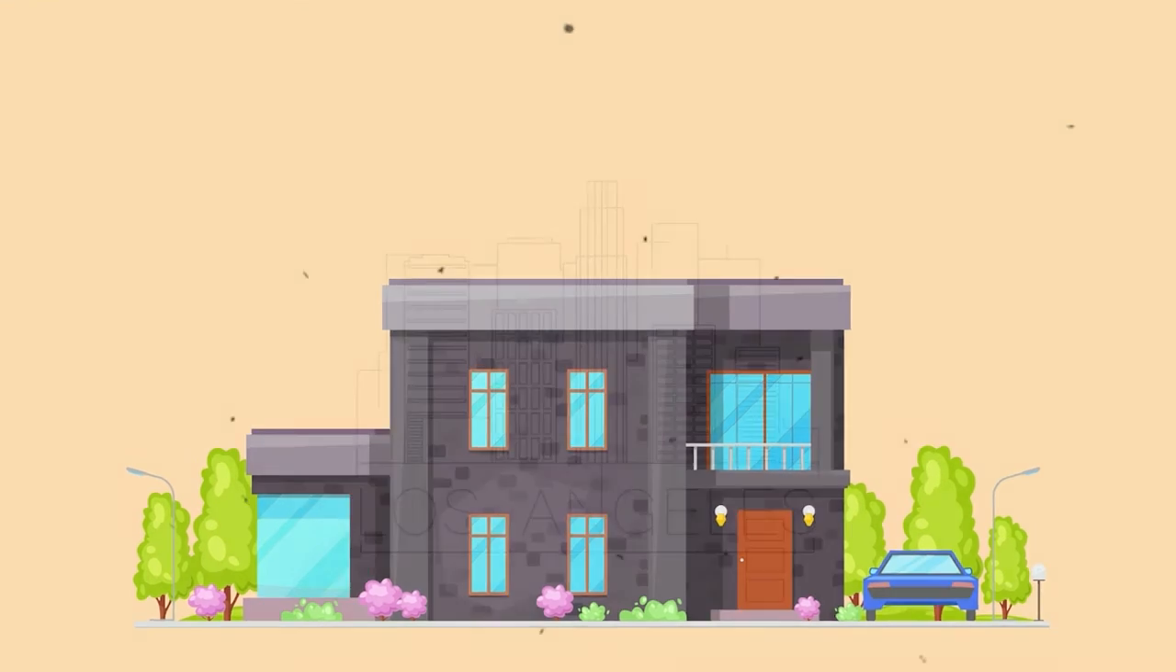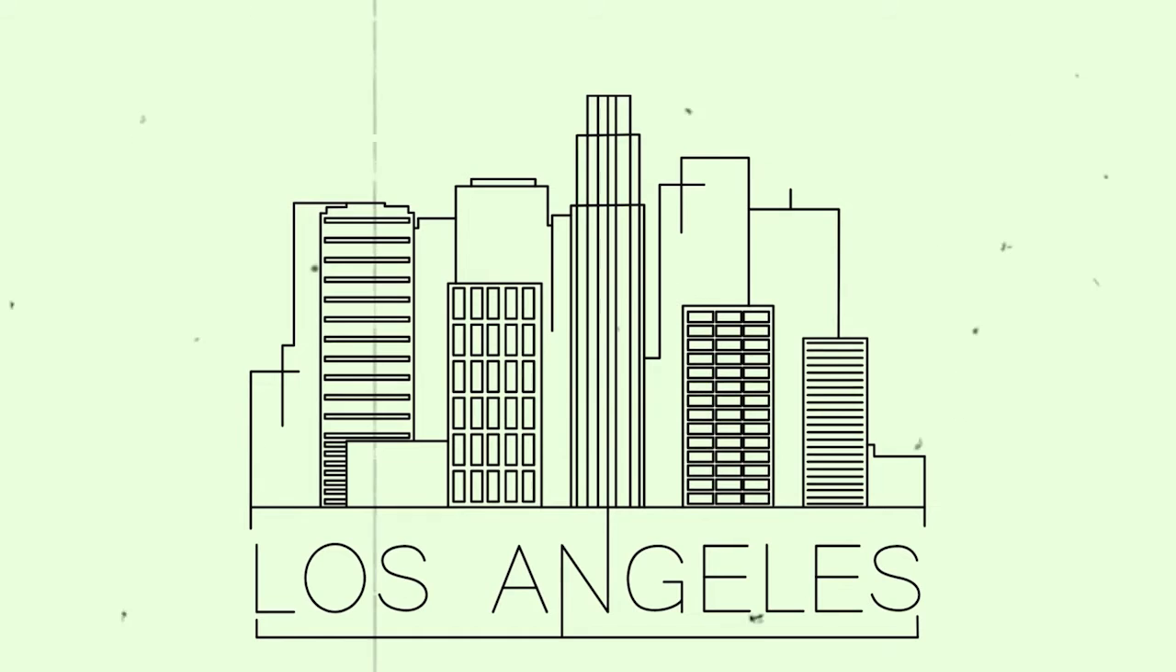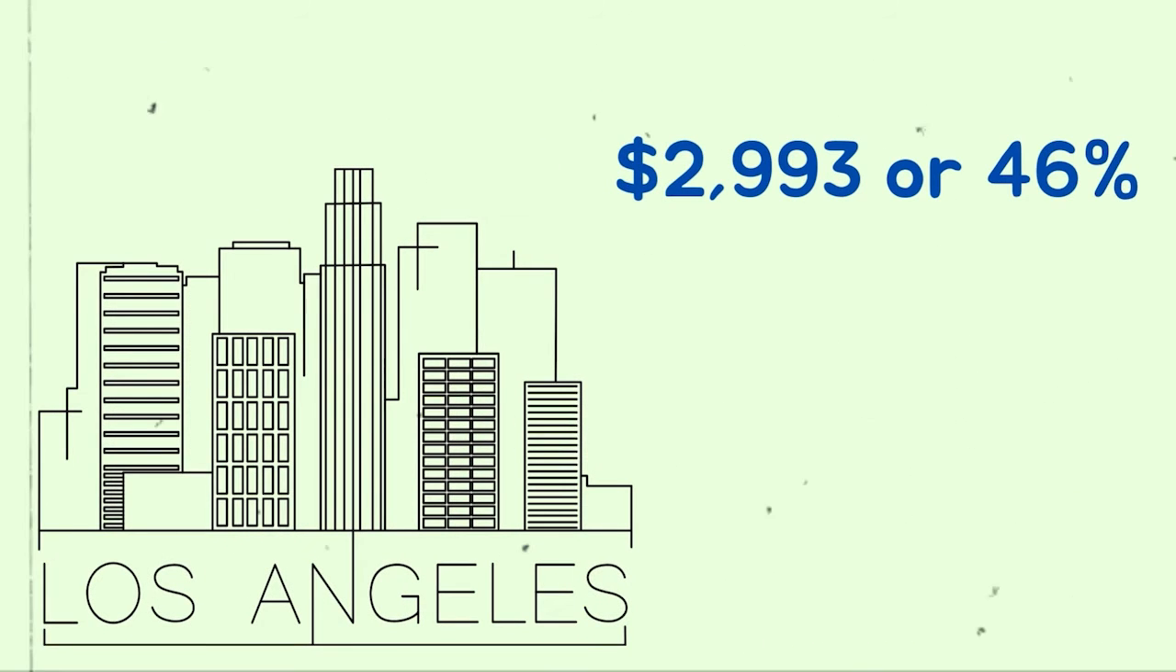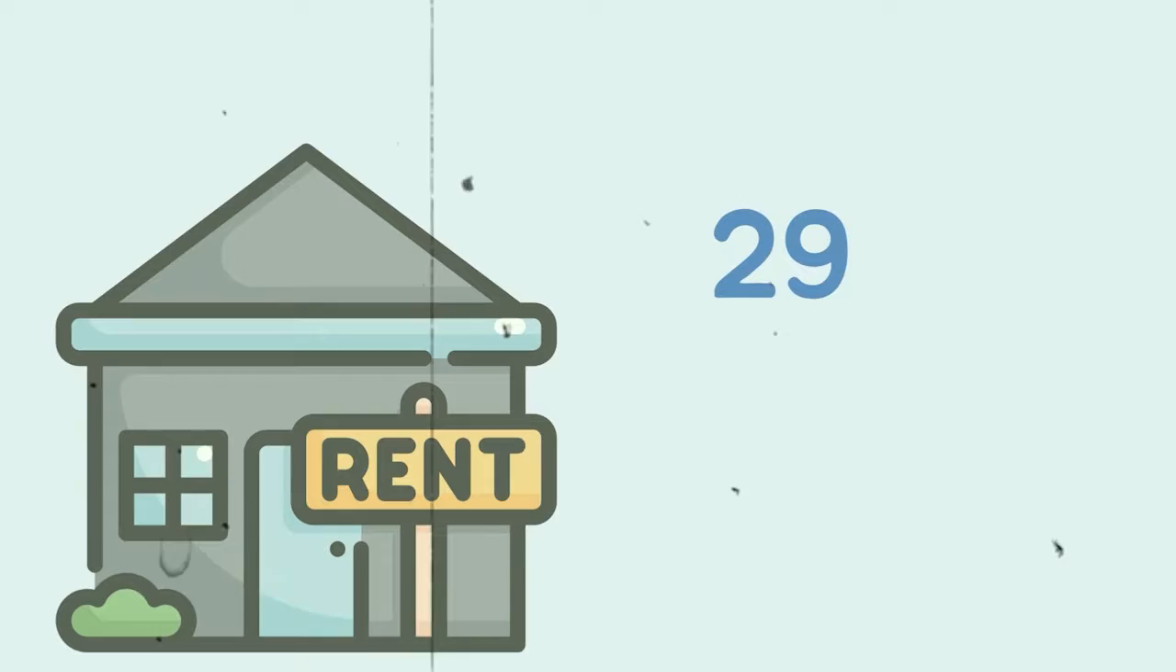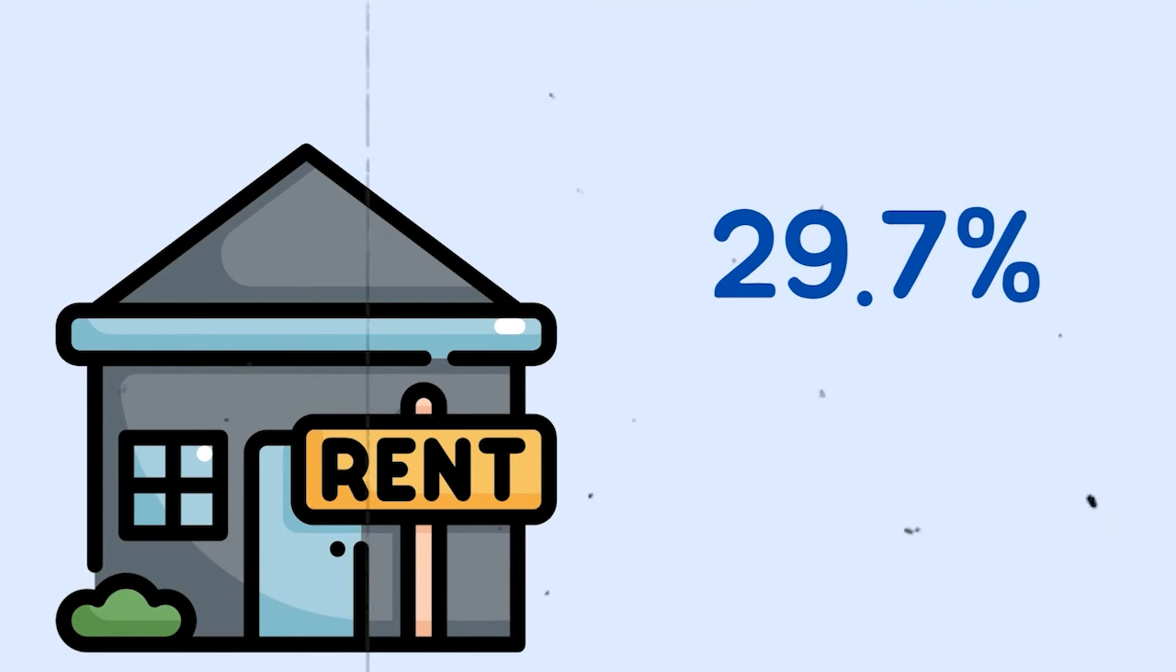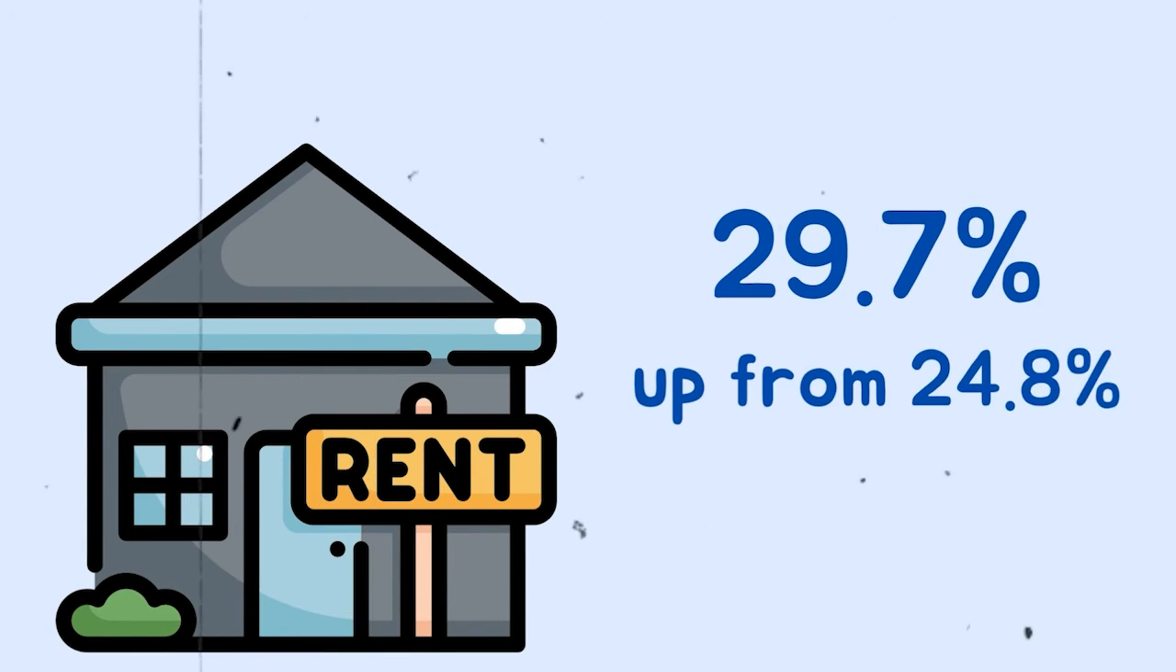Los Angeles is the second most expensive city to rent in, with a typical rent of $2,993, or 46% of the median local household income. February saw rent take up 29.7% of the average household's income in the 50 largest U.S. metro regions, up from 24.8% a year prior.